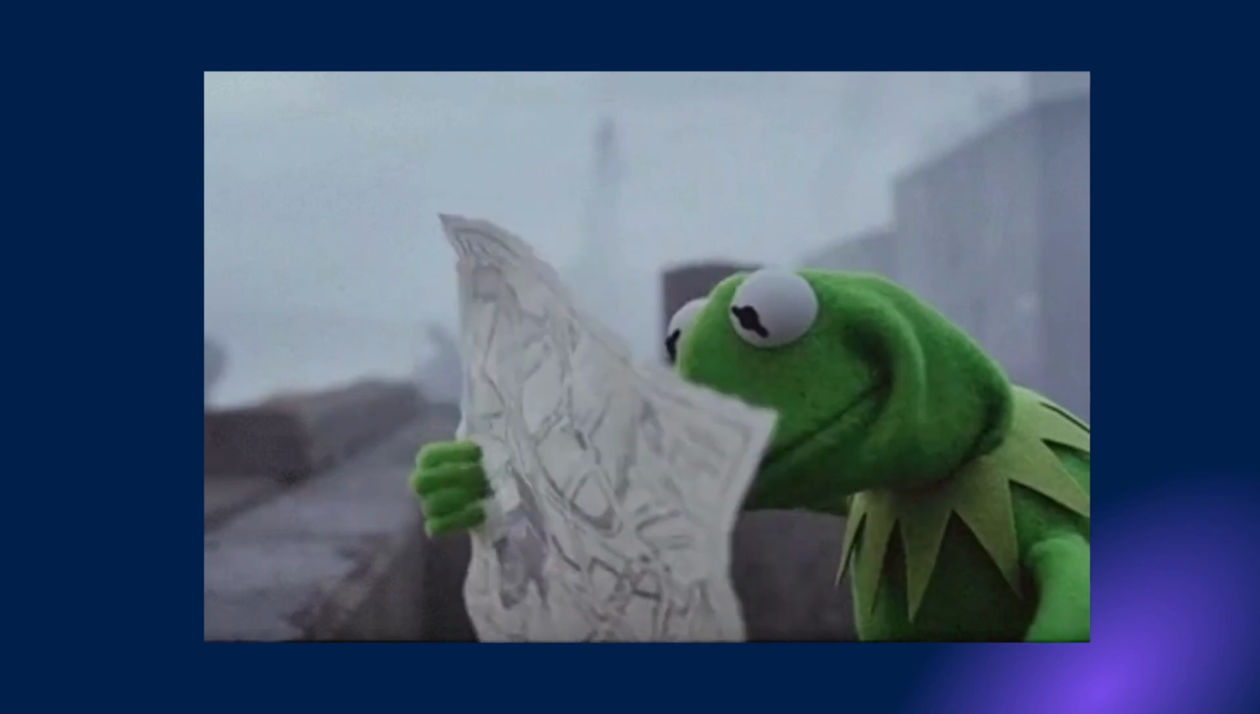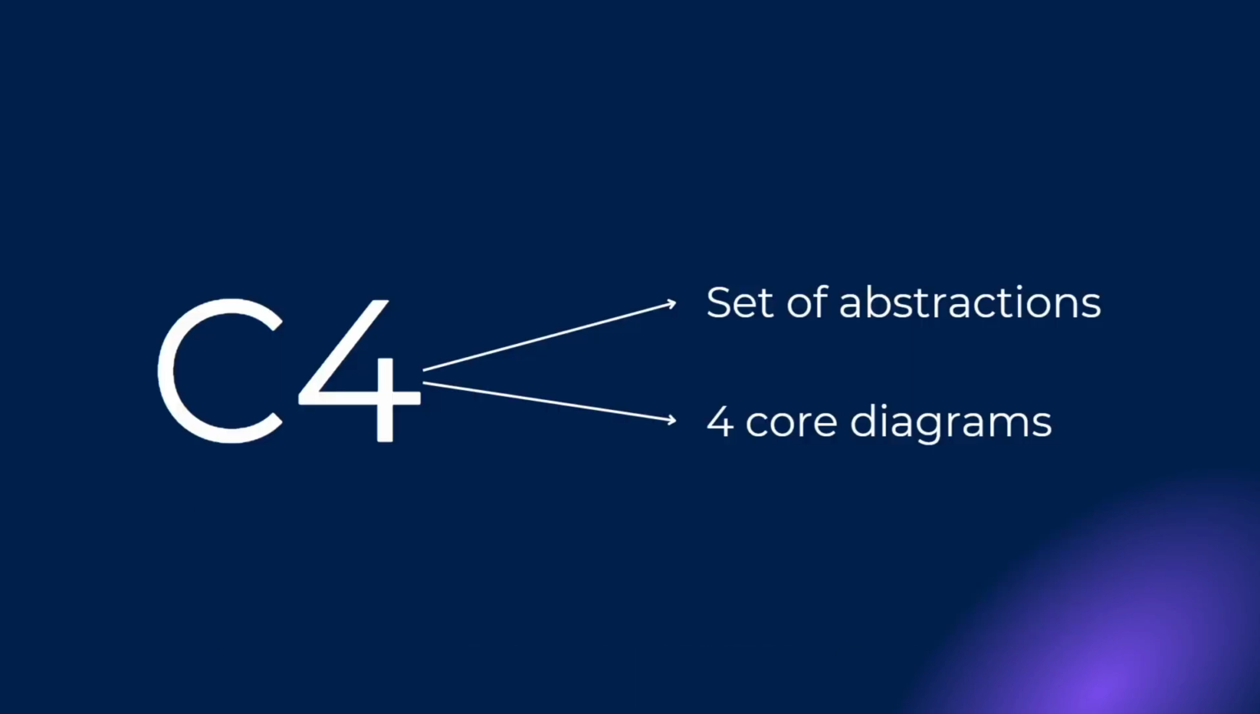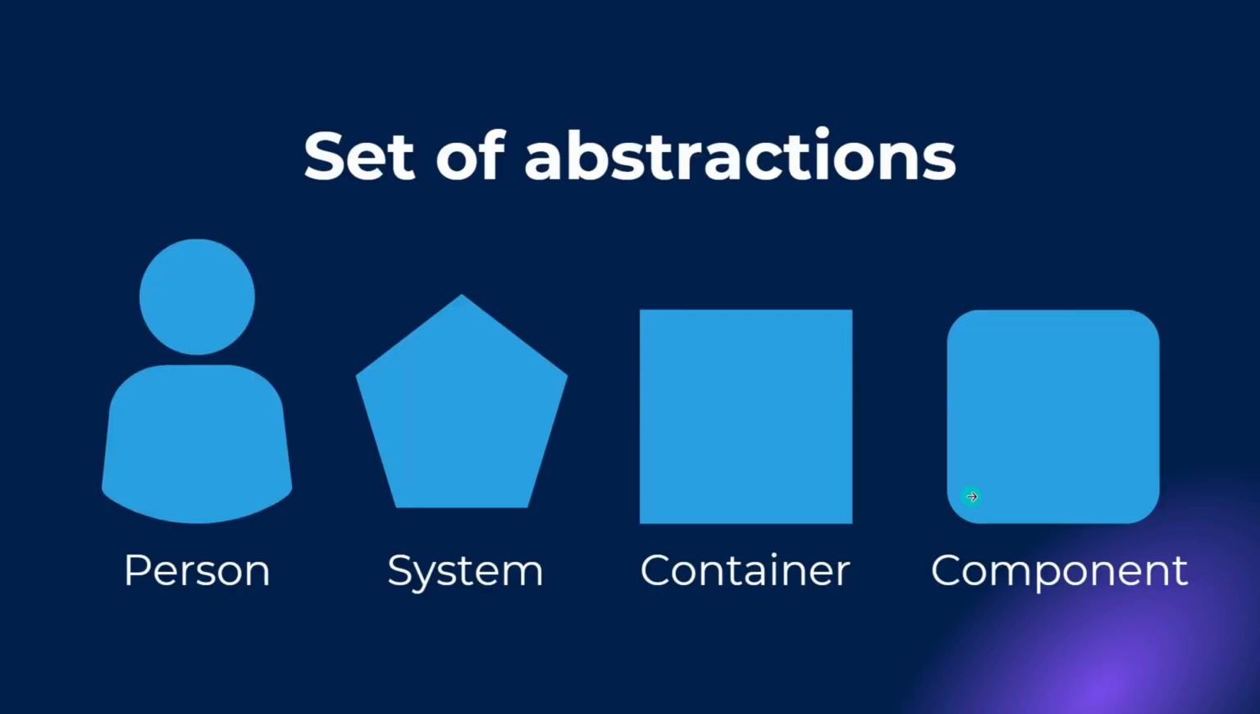Now, in its simplest form, the C4 model is a lightweight approach to describing system architecture and consists of two things: a simple set of abstractions to describe your architecture and four diagram types to visualize the abstractions. So let's talk about the first point, which is the set of abstractions.